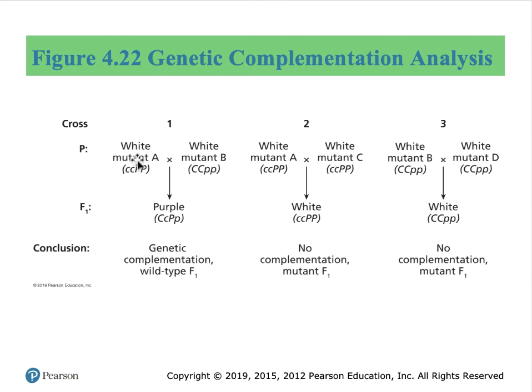to the A gene? Well, when you cross the A gene with the C gene, it doesn't solve the problem. Therefore, A and C must be mutations in the same gene. Likewise, when B is crossed with D, it doesn't solve the problem. Therefore, B and D must be mutations in another gene. So A and C belong to one gene, B and D belong to another. Any combination between them will solve the problem.